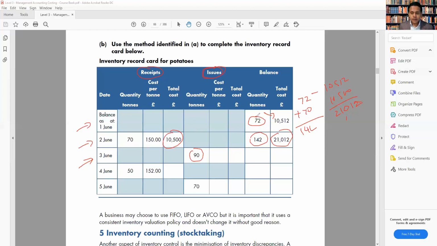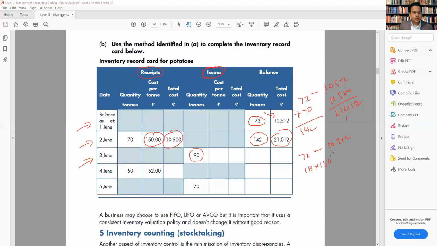So I'm going to use the first 72, and the cost will be, of course, whatever it is, 10,512. And how many do we need? If I have already 72, I need 18 more. So this 18, I'm going to charge how much per unit? 150. Very well done, Nazia. So 150.